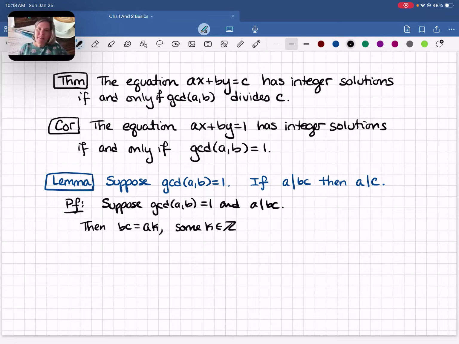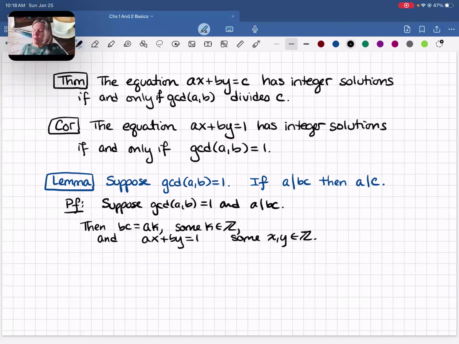And then the fact that the GCD of a and b is 1, oftentimes in a proof, if you're given that the GCD of a and b is 1, then what you want to do is use this corollary. This corollary says that the GCD of a and b equals 1 is equivalent to saying that ax plus by equals 1 for some integers x and y. So I'll put comma, and ax plus by equals 1 for some x and y in the integers.